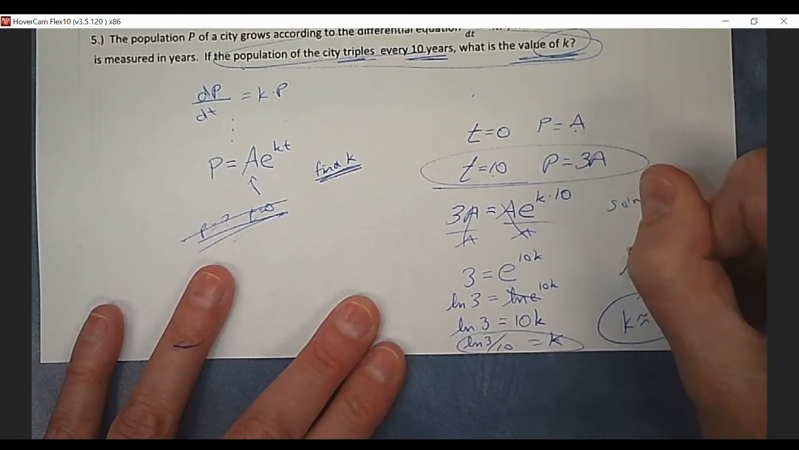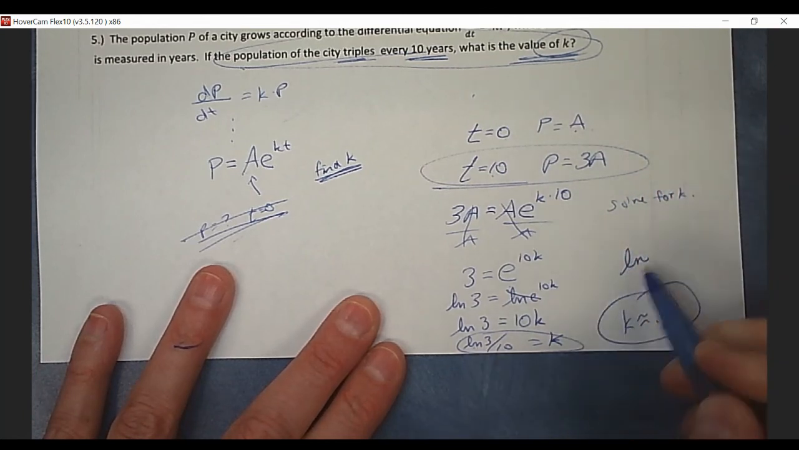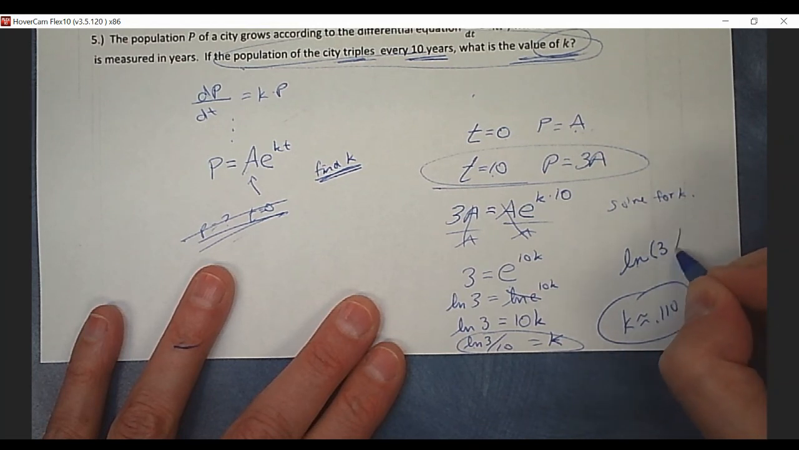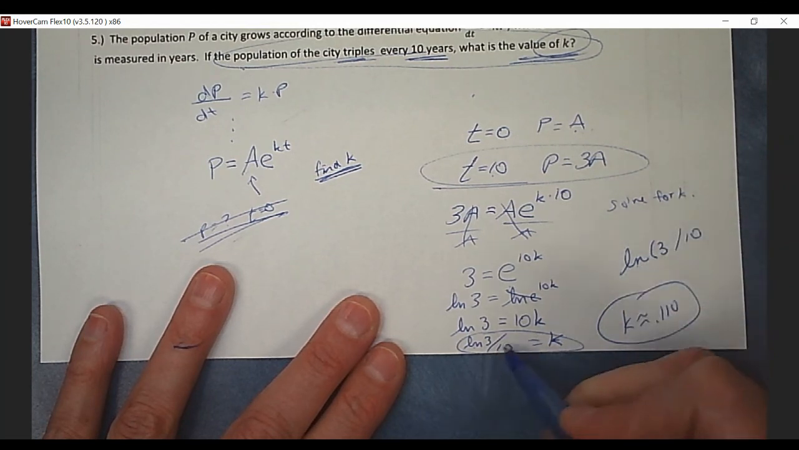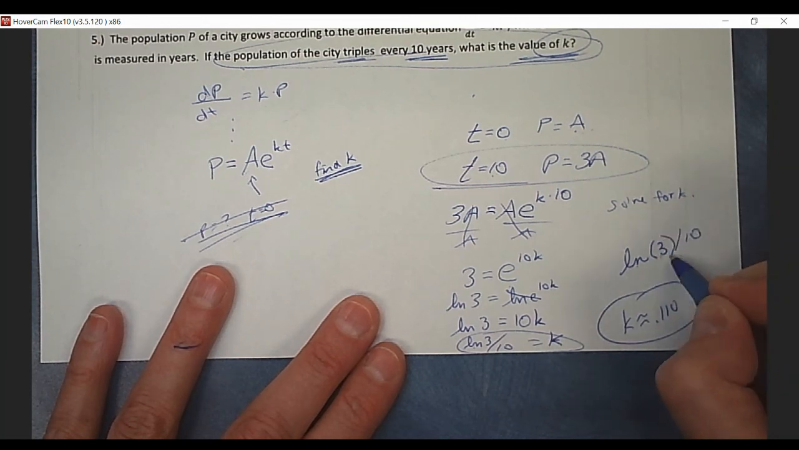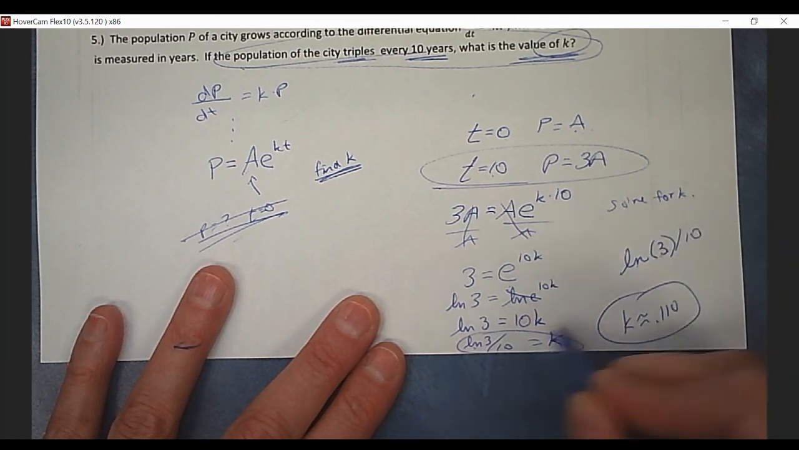And if you go to put that in your calculator, just be careful because when you hit natural log, the calculator opens parentheses. You have to make sure you close them before you divide by 10 because if you don't close those parentheses, you'll be taking the natural log of 3/10. You want the natural log of 3, that entire quantity, divided by 10 to get your correct decimal.